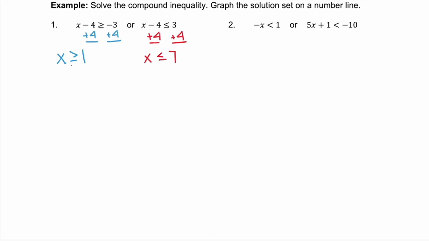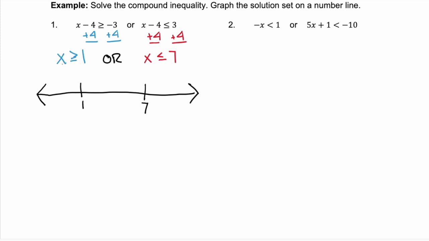So now we have the compound inequality, x is greater than or equal to 1, or x is less than or equal to 7. So if I draw my number line, and I put my numbers on there, 1 is here on the left and 7 is here on the right, now I can use the corresponding colors to shade each inequality.